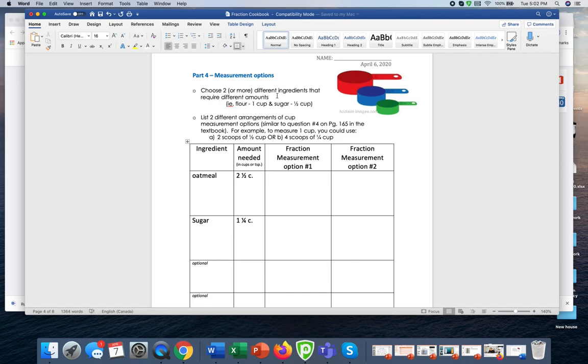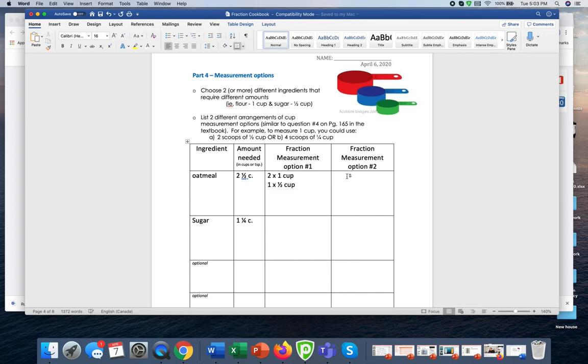2 or more ingredients. Okay, so I'm doing 2. Then what you need to do is come up with 2 different arrangements of cup measurements that will allow you to measure this. Okay, let's see. What I could do as fraction option number 1, which would probably be the most simple, would be 2 times 1 cup. And I would also need 1 times 1/2 cup, right? That would equal 2.5 cups.